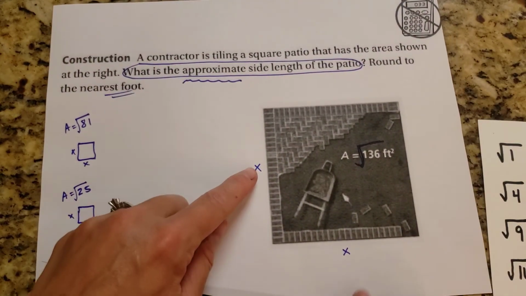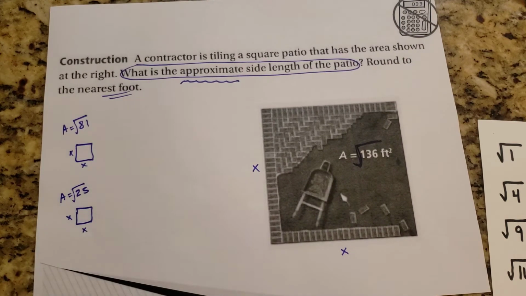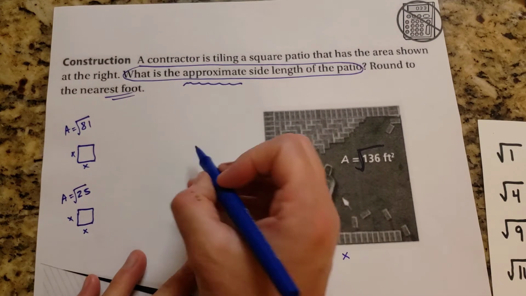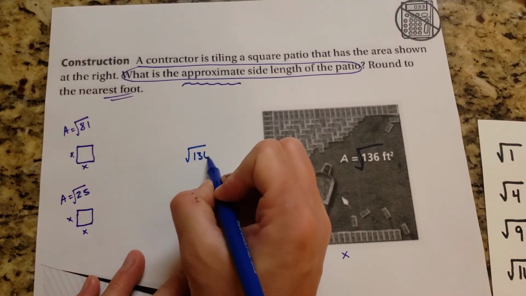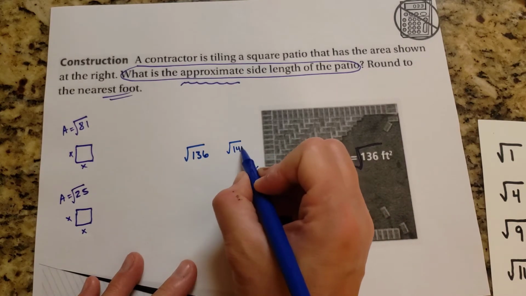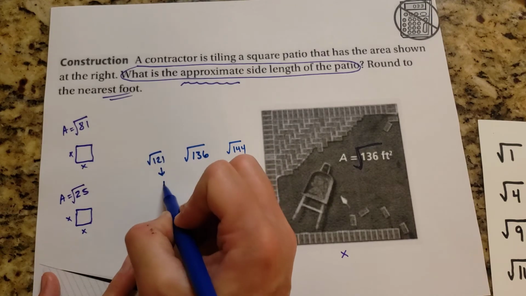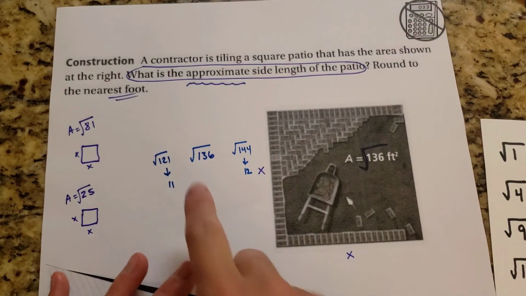Is this going to be closer to an 11 by 11 patio or closer to a 12 by 12 patio? Similarly to what we did before, approximating the square root of 136, it would fit in between the square root of 144, which is exactly 12, and the square root of 121, which is exactly 11. So which one is it closest to?